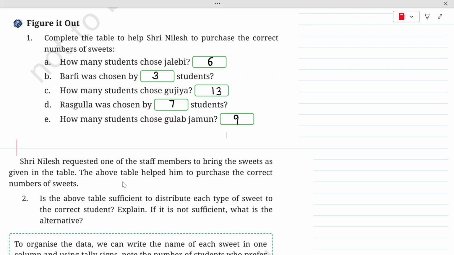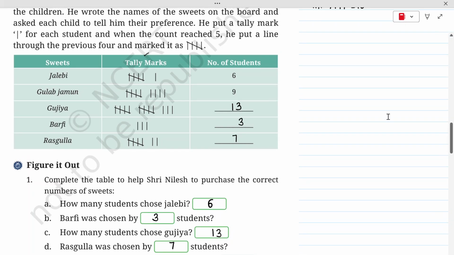Now, on the basis of this information, he asked the staff member to get the sweets. Is the above table sufficient to distribute each type of sweet to the correct student? Explain. If it is not, then what is the alternative? So, the question here is that we know this is the number of sweets, this is the total sweets, and this is the number of students. Jalebi is liked by 6 students, gulab jamun by 9, gujia by 13, barfi is 3, and rasgulla is 5.